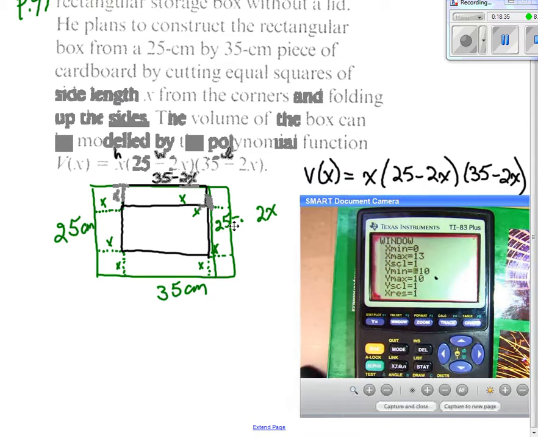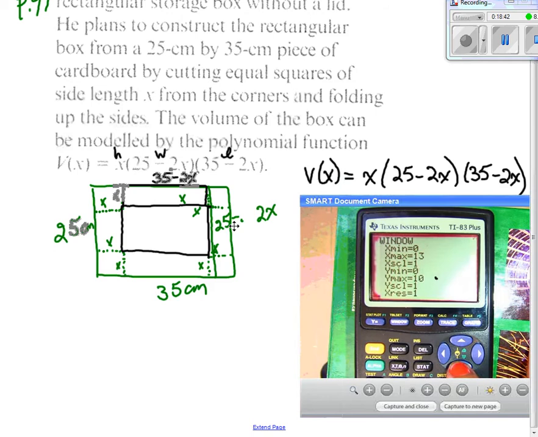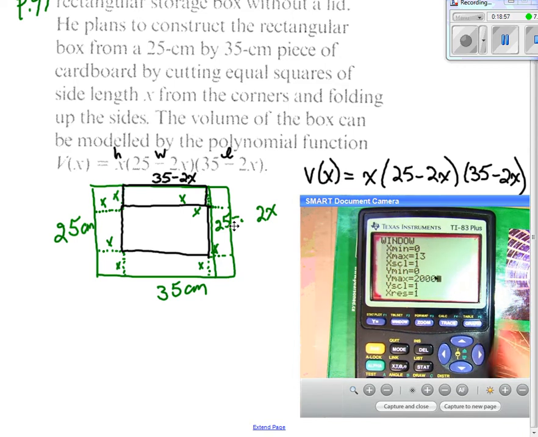The y minimum and the y maximum have to do with the volume. The y minimum would be 0. The y max would be the maximum volume. And we're not sure what that is right now. So we're going to put in a large number, assuming that that could hold a very large volume. Let's go with 2,000. And if we can't see very well, we're going to adjust our windows again. There is our graph.